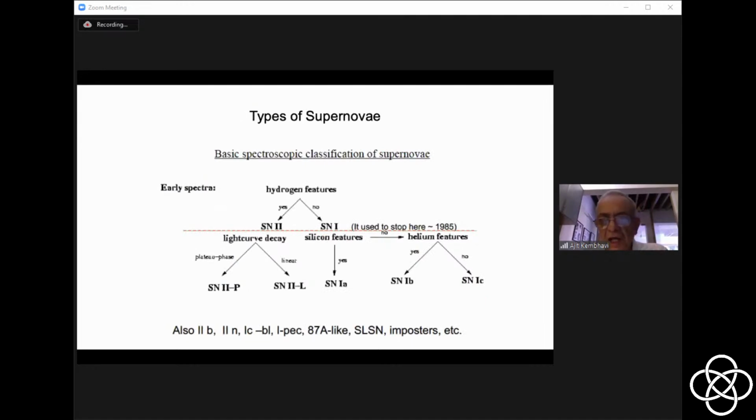Okay, now I come to the last part of my talk, which is on supernovae. So I'm sure supernovae have been done here. And I need only one kind of supernova, which is supernova type 1a.